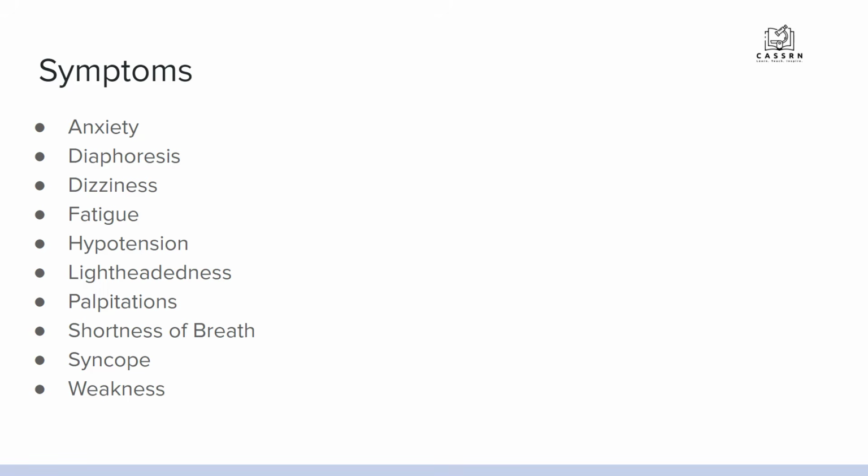They might experience anxiety, diaphoresis, which is the medical term for sweating, dizziness, fatigue, hypotension, or low blood pressure, some lightheadedness, palpitations, which is when they can feel their heart beating funny, some shortness of breath, some syncope, which is passing out, or some weakness. When the body doesn't have the oxygen that it needs, these are some of the symptoms that you're going to see. These symptoms could accompany other experiences, but specifically we're going to see them inside dysrhythmias.